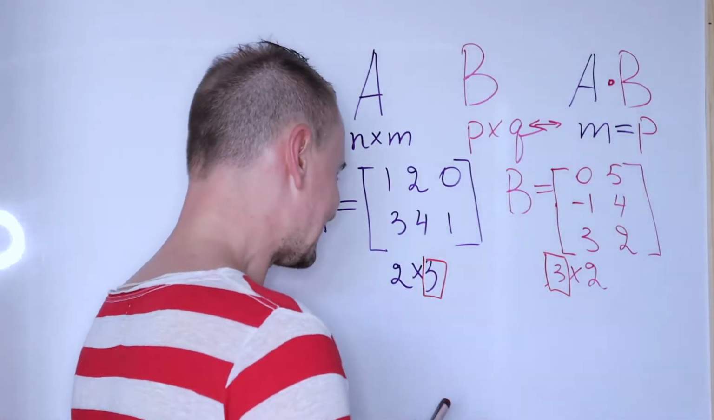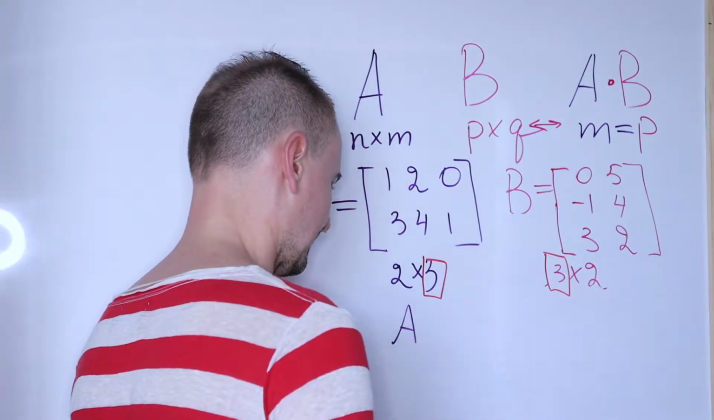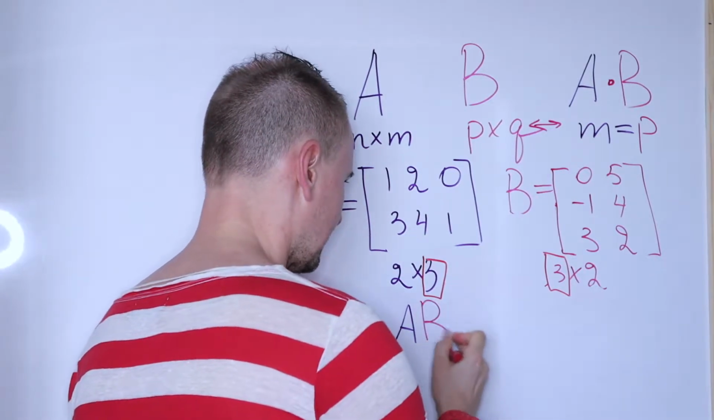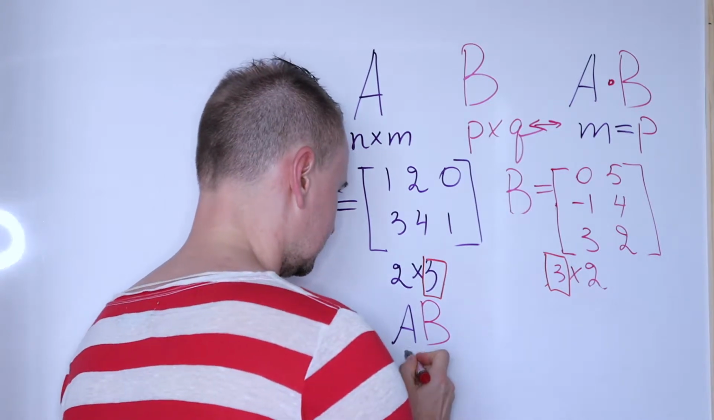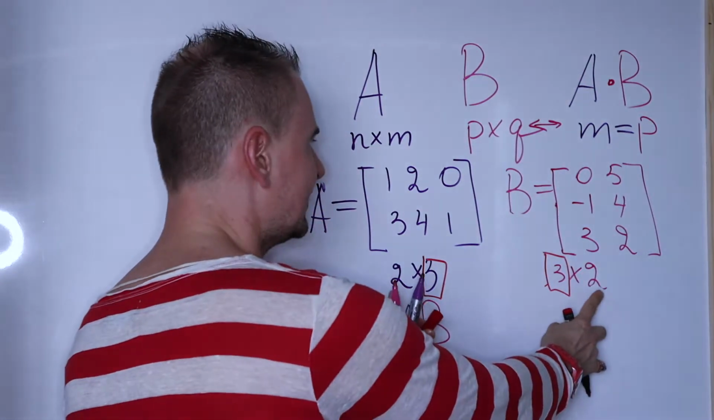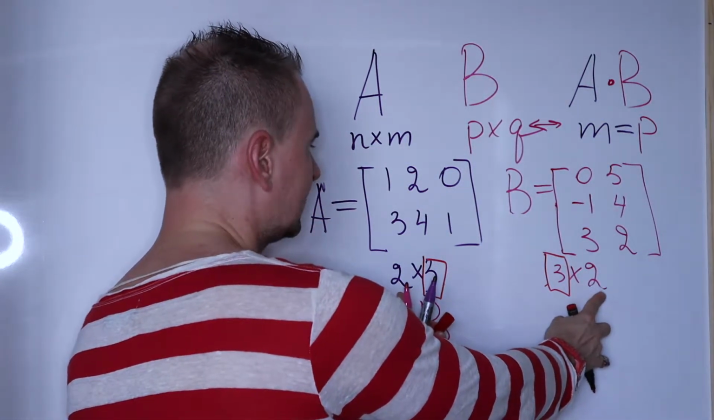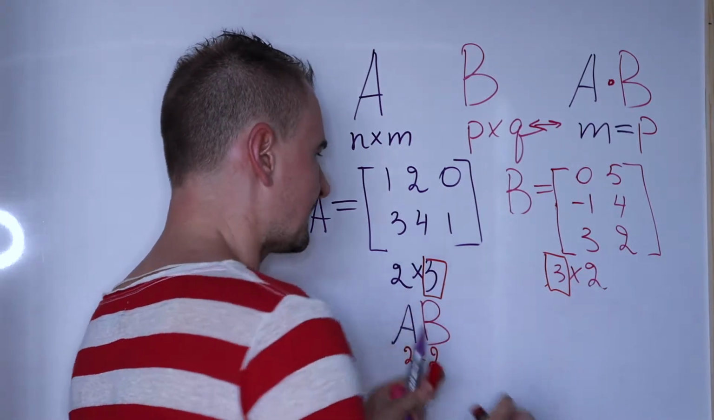So the size of A times B is going to be 2 by 2. So again, the size of their product can be defined by just taking these outer numbers. So it's 2 and 2.